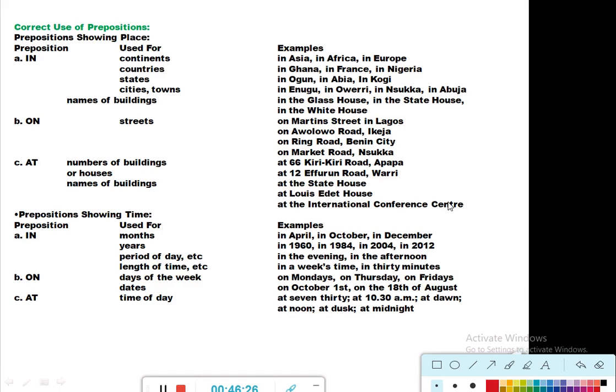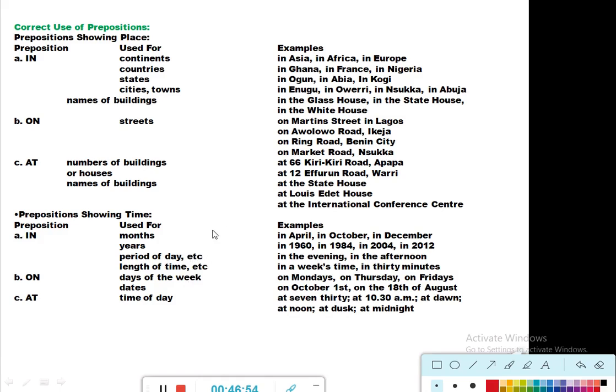So at is the appropriate preposition when we are talking about numbers of buildings or houses or names of buildings. Then we have prepositions showing time, and in is appropriate when we are talking about months, years, or even periods of a day, and so on, or length of time.